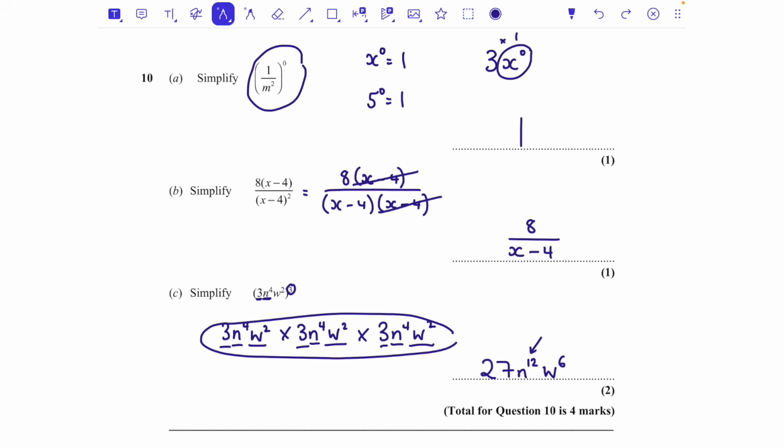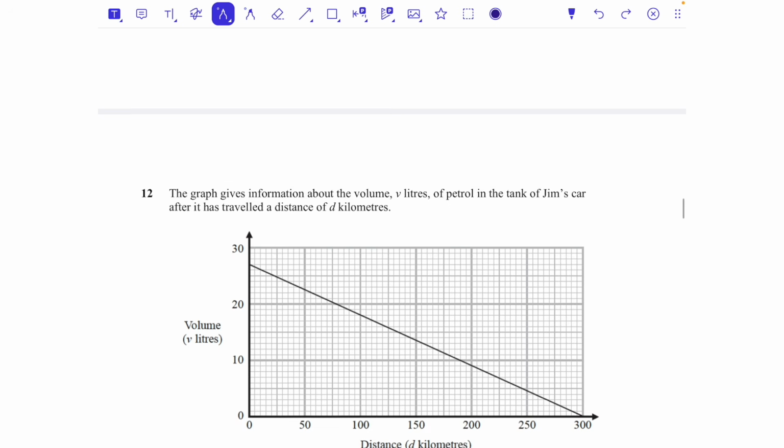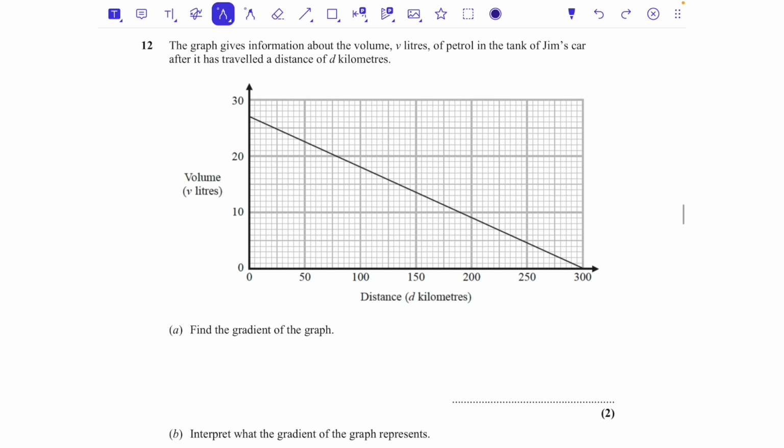It's going to be 1 mark for 2 out of 3 things correct, and then 2 marks if you get all 3 parts of that correct. Question number 12. The graph gives information about the volume, v litres, of petrol in the tank of Jim's car after it's travelled a distance of d kilometres. Find the gradient of the graph.